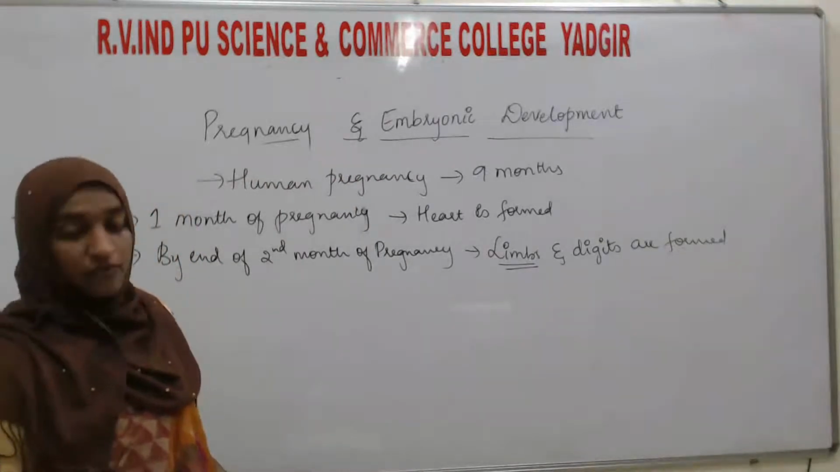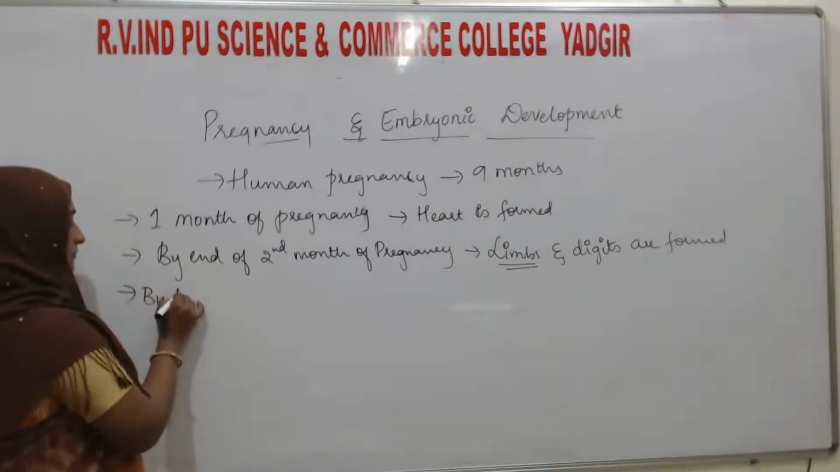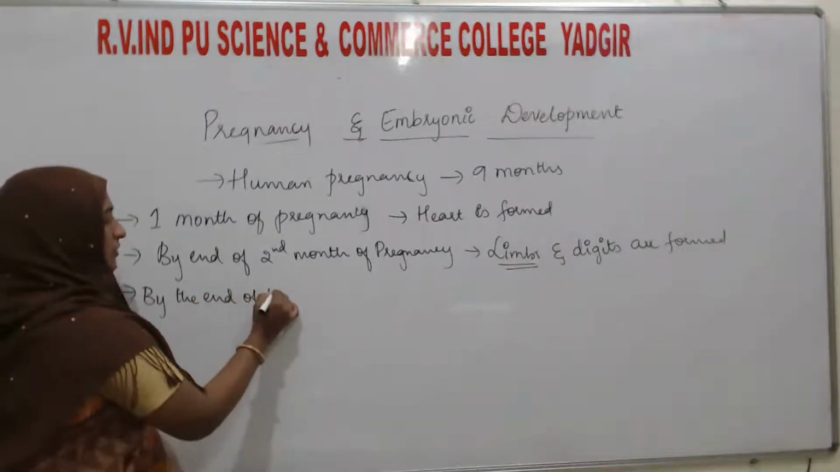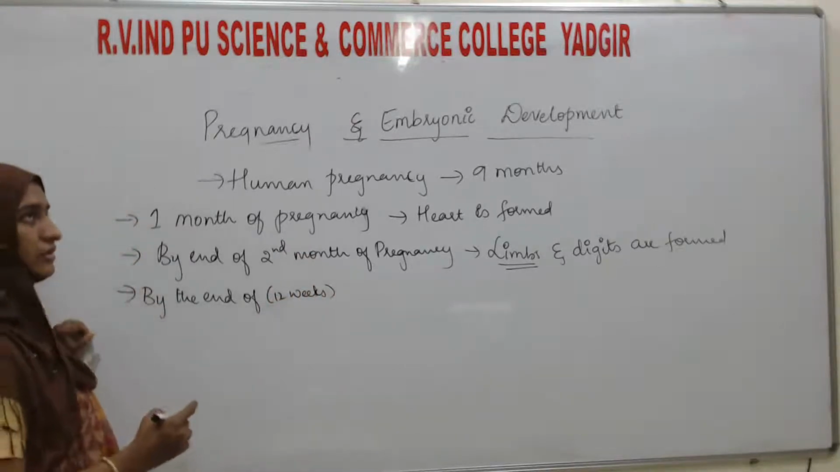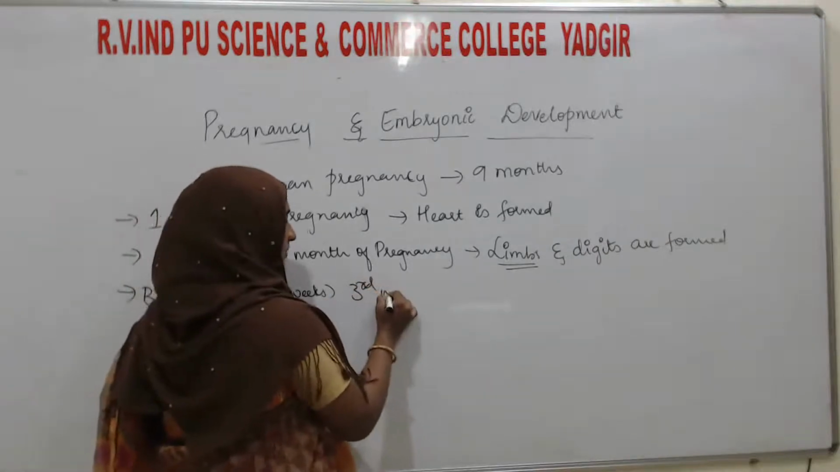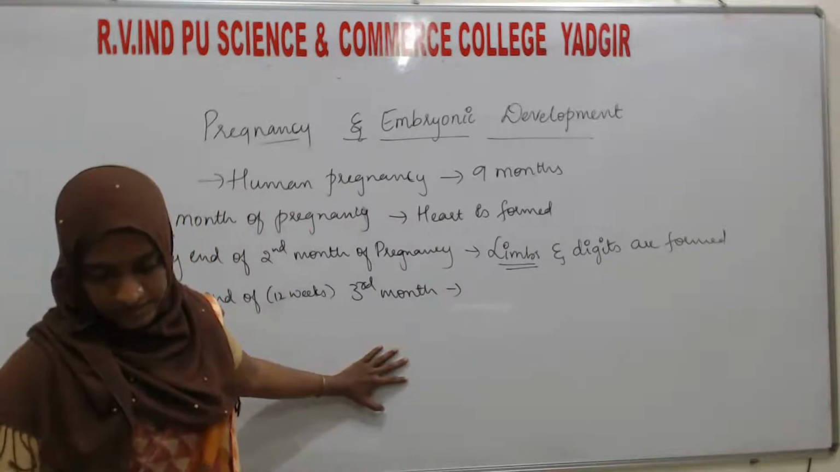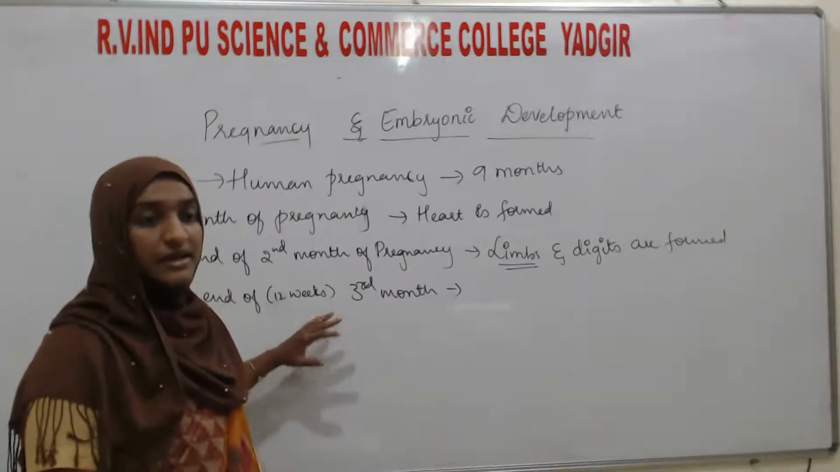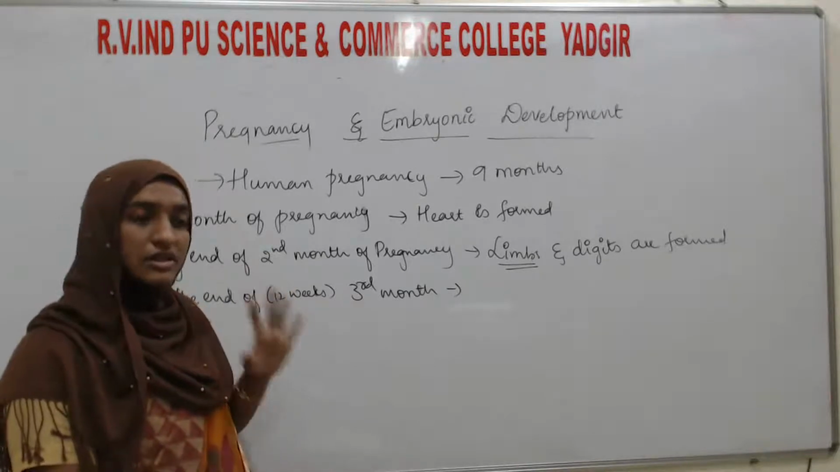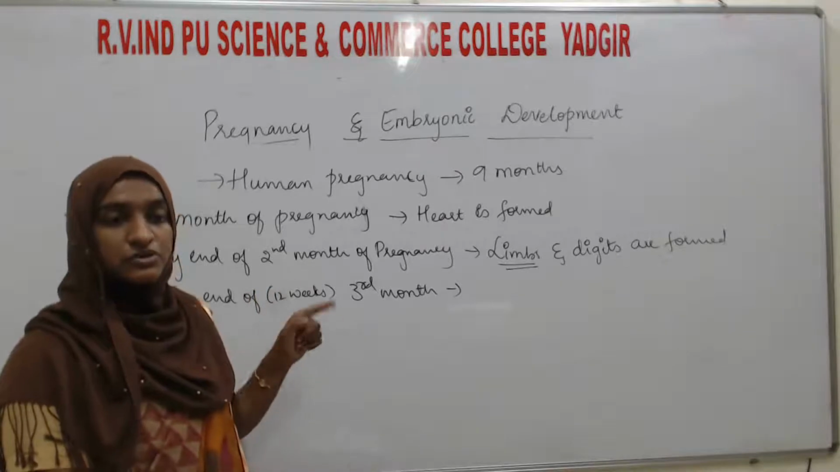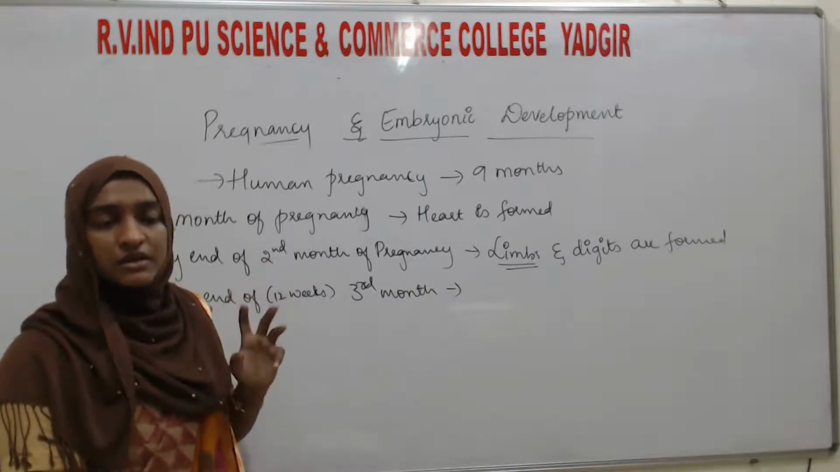The next, by the end of 12 weeks, that means the third month, all the organs will be developed. The 12 weeks complete the first trimester. During pregnancy there will be 3 trimesters, each of 3 months. First to third month is the first trimester, fourth to sixth month the second trimester, and seventh to ninth month the third trimester.